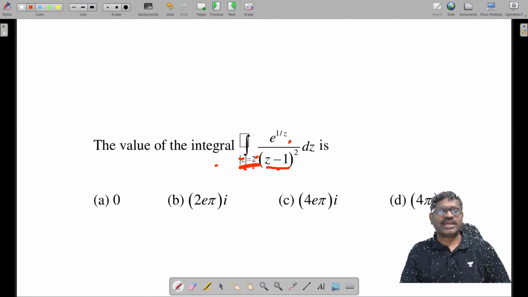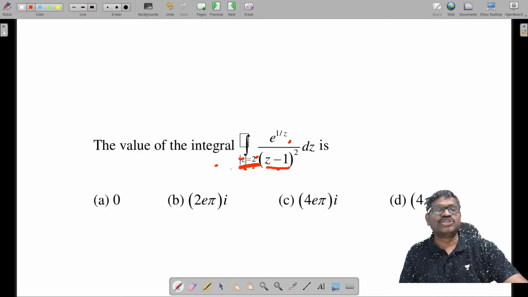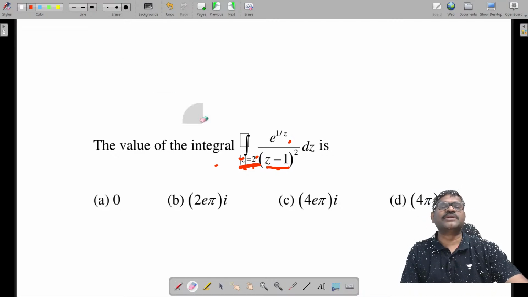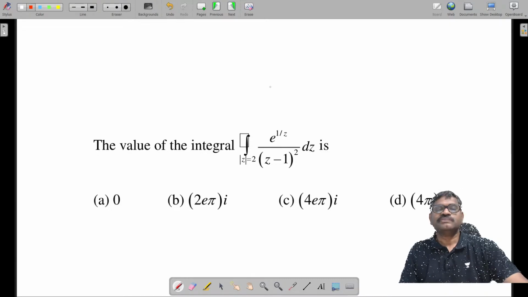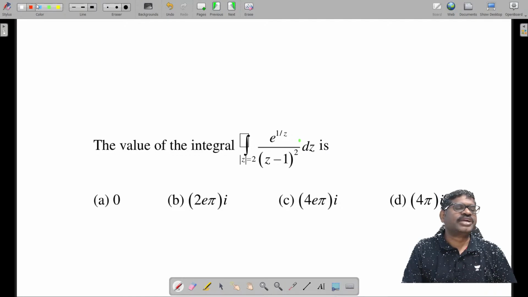So we have to calculate the residue of f of z at z equal to 0 as well as at z equal to 1. Understood? Now do one thing.